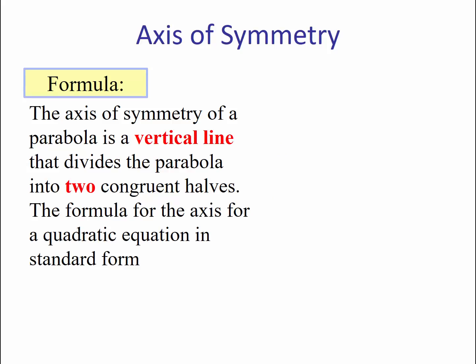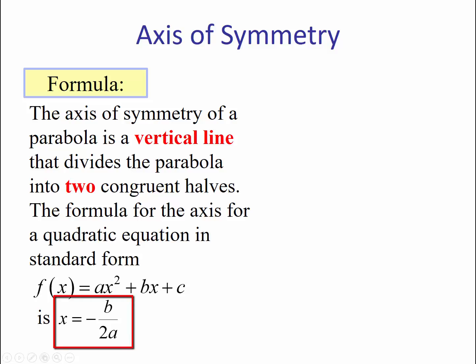The axis of symmetry of a parabola is the vertical line that divides the parabola into two congruent halves. The formula for the axis of symmetry for a quadratic equation in standard form, and if you recall, the standard form is f of x equals ax squared plus bx plus c, where a, b, and c are coefficients, is x equals negative b divided by 2a. So I take the value of b, I change its sign, then I divide it by 2 times the value of a.